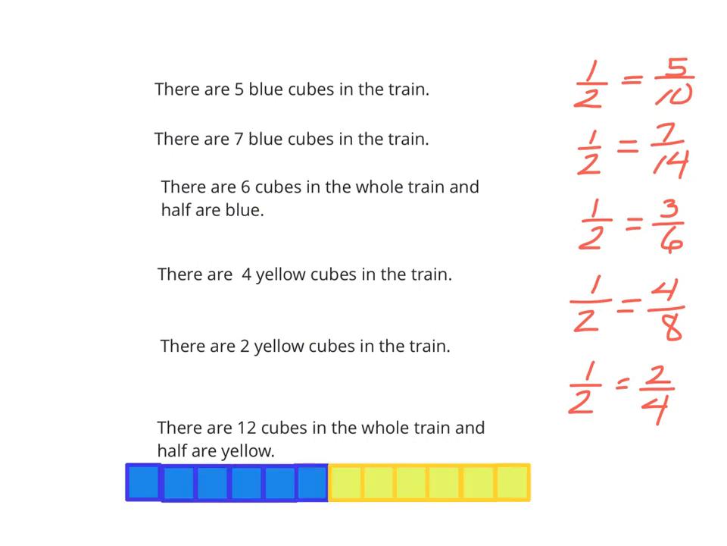Okay, so hopefully you and your partner came up with this. There are 12 cubes in the whole train. 1, 2, 3, 4, 5, 6, 7, 8, 9, 10, 11, 12. Yes. And half are yellow. So how many are yellow? 6 out of the 12. The fraction would be 6/12, and it is equivalent to 1/2.